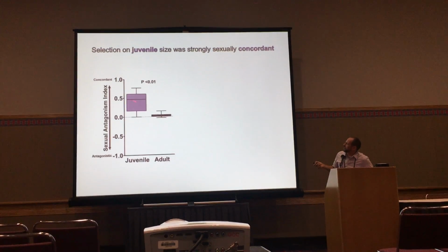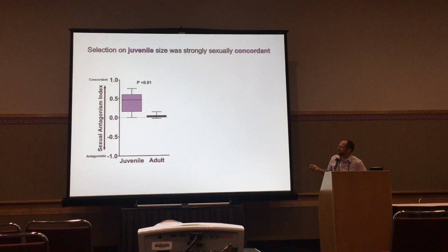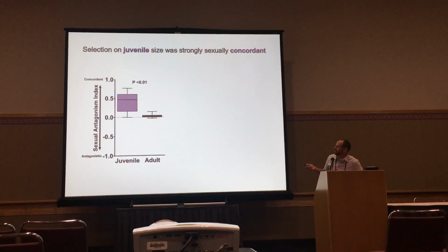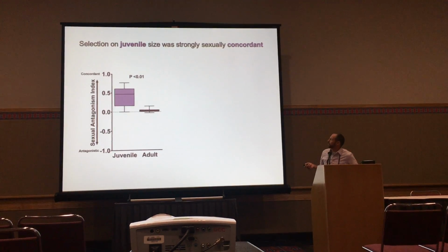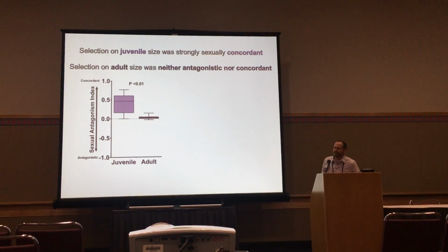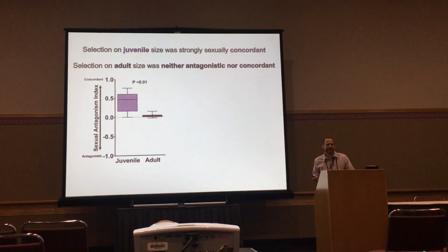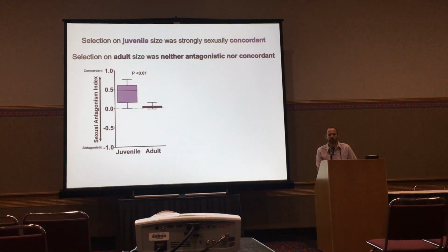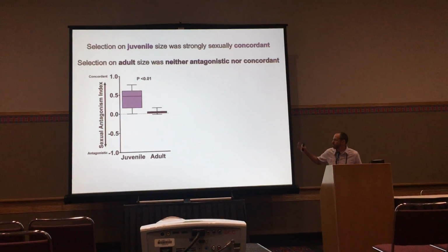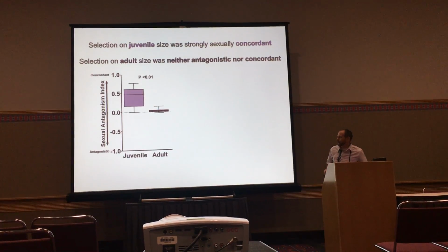is that selection on juvenile size was strongly concordant. Although those 4 estimates of antagonism in juveniles give us a very positive value. And in adults, I don't see antagonism, but what I see is neither antagonism nor concordance. Most of the values of that index end up being right around 0. There are a couple of point estimates that dip into negative territory, but they're around 0.